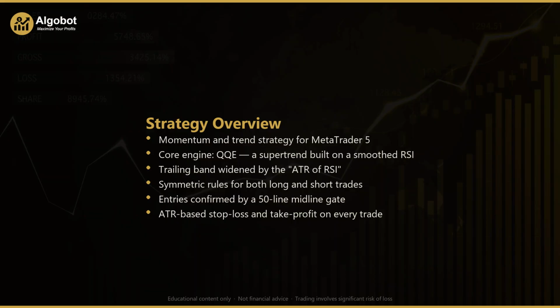The strategy first calculates a standard Wilder relative strength index over the closing prices. It then smooths that RSI with a short exponential moving average to remove the jitter. Around this smooth line, it builds a trailing band whose width is derived from the RSI's own volatility, essentially an average true range calculated on the RSI itself, rather than on price. Because the band breathes with each instrument's momentum, it absorbs the small wiggles that make a raw RSI whipsaw, while still turning promptly when momentum genuinely shifts.